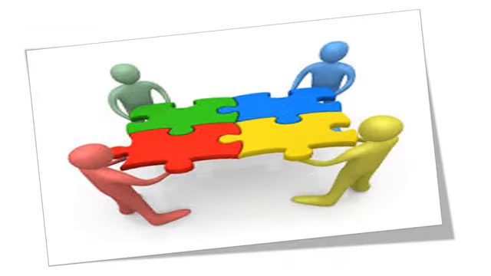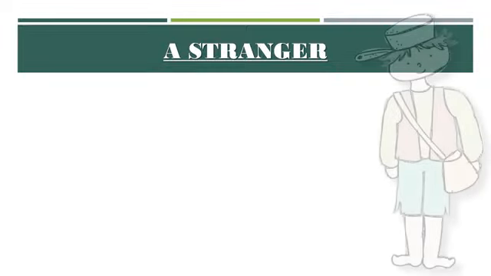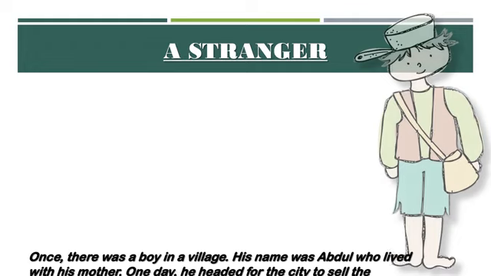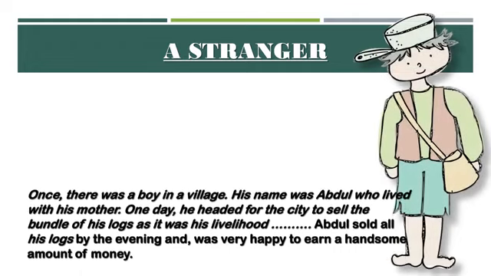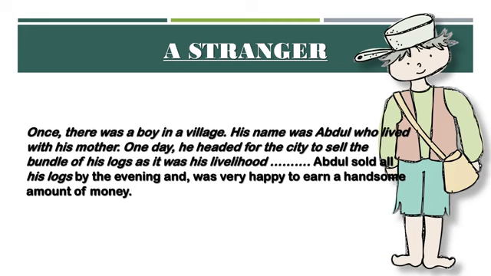Now let's learn how to compose a story. In this question, a beginning is given to your story. You must continue after this beginning. In the very beginning, the title is given to the story. A stranger. Once there was a boy in a village. His name was Abdul, who lived with his mother. One day he headed for the city to sell the bundle of his logs as it was his livelihood. This was the beginning given in the question.